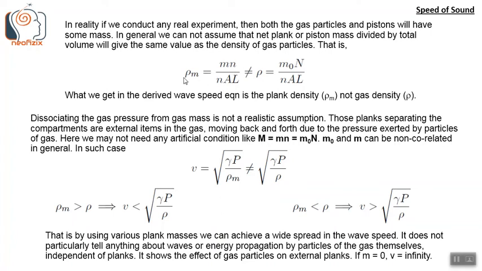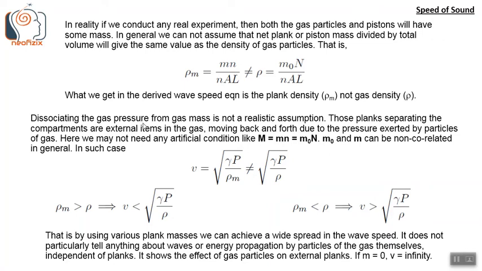So when we divide the net mass of the Plancks or the pistons by the total volume, we get some density quantity, which we will call the density of the Plancks. And the other one, just rho equals m naught n by N A L, is the density of the gas particles. So in the wave equation that we derived, what we get is the Planck density, this rho m. We are not getting the gas density because we are using the Planck masses. The Plancks are the ones that are oscillating, and those masses are the ones which get into these oscillatory equations.